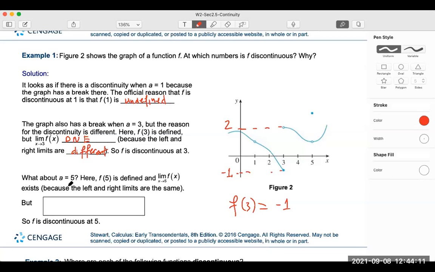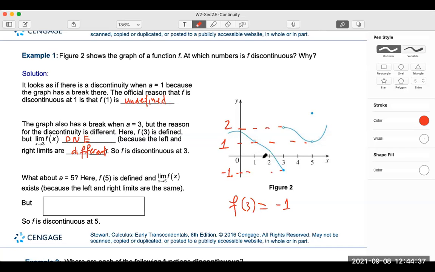So at a equals 5, f at 5 is this point, right? The solid point right here is defined. However, what is the limit of this when x approaches 5? Yeah, very good. Let us guess it is 1. Very good.